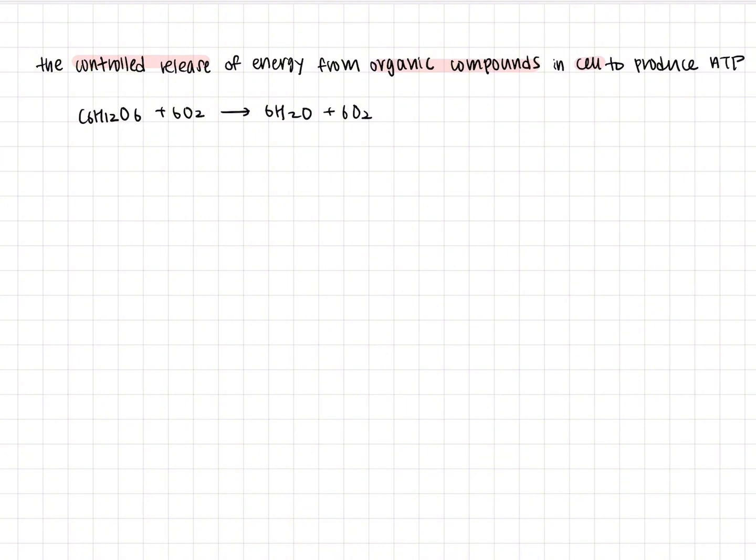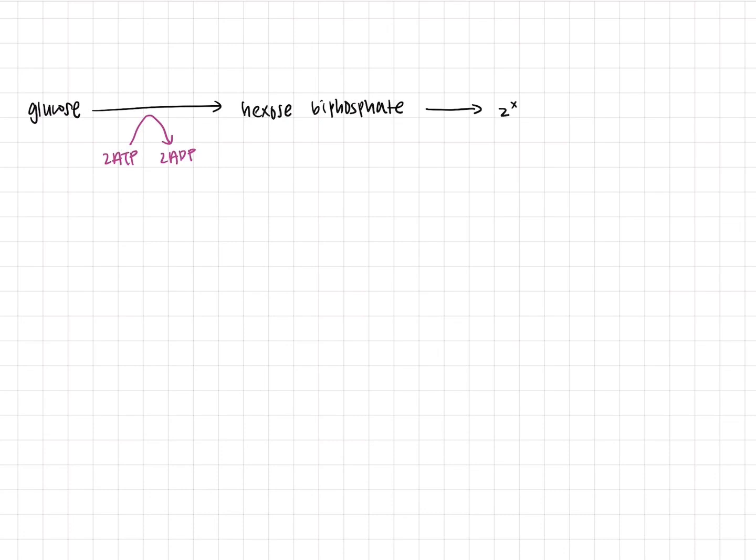So first, glycolysis. Glycolysis occurs in the cytoplasm and does not require oxygen. Here, glucose, or a hexose sugar, is phosphorylated into hexose biphosphate using 2 ATP. And then this hexose biphosphate is split into 2 triose phosphate. And this process is called lysis.